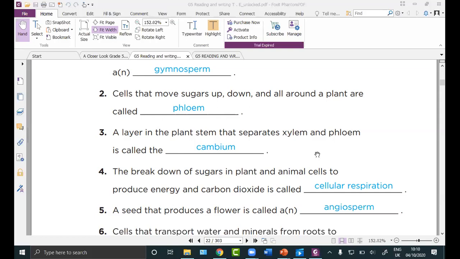Adam Fadi. Yes, Adam. Number 6. Cells that transport water and minerals from roots to shoots in plants are called xylem. Excellent, thank you. Mr., can I answer? Saif Nabil? Yes, you can.